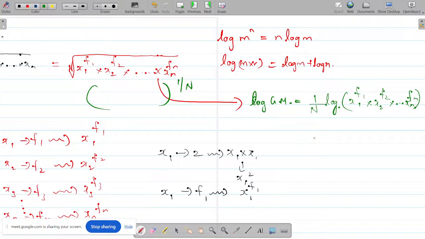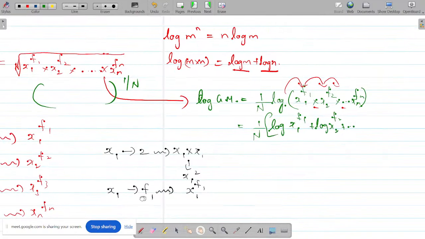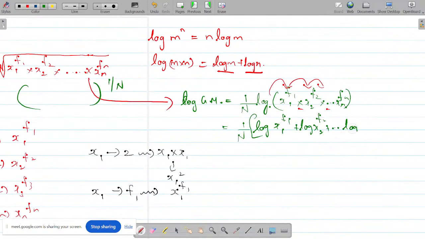First step. Next step, 1 by n as it is. This is in the form log of m into n into so on. So instead, if I have multiplication, what can I do? I can take log m plus log n. So I can take this as log x1 power f1 plus log x2 power f2, so on up to log xn power fn. Is it okay? So next step, 1 by n.